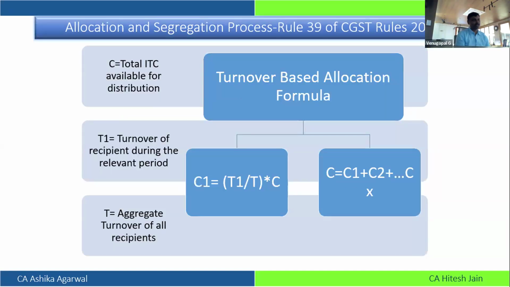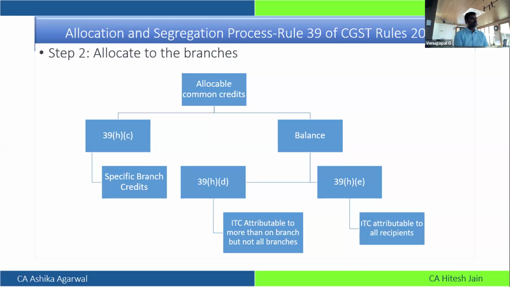One small correction here, on the previous slide. There are three levels of allocation. One, any credit pertaining to only one branch. Let's say the head office in Maharashtra received a stock audit bill of Assam. They would allocate to Assam. Then let's say they got a stock audit bill of the northeastern states. Then they would be allocating those credits attributable to one or more, but not all branches, under 39(1)(d). Rest, which you cannot attribute to anything specific, will go to 39(1)(c).